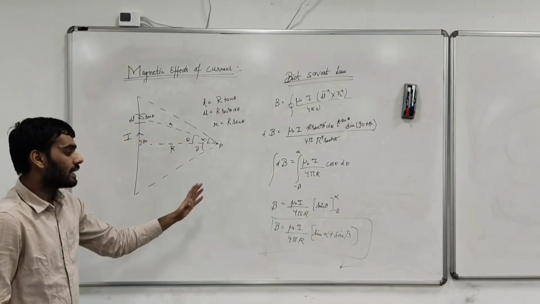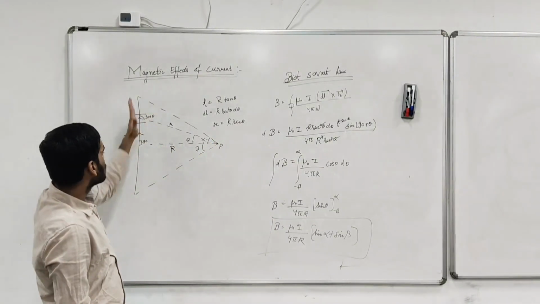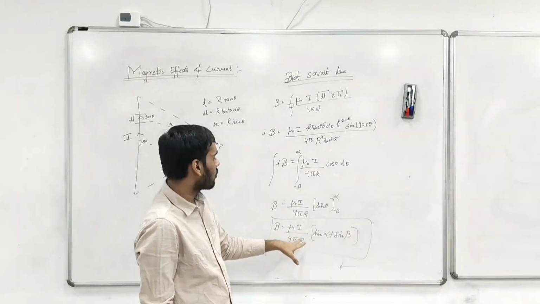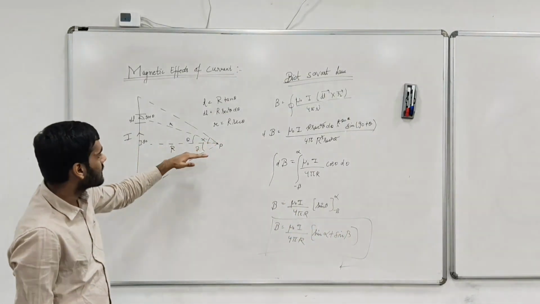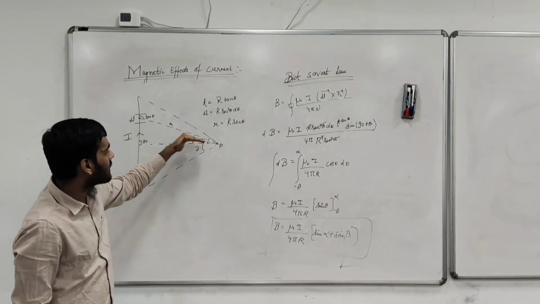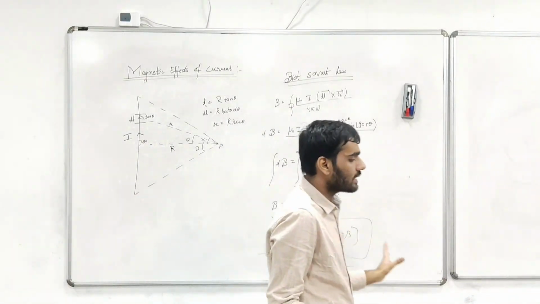So here we have the general case for a finite length wire. The magnetic field produced by this wire at point P is mu naught I by 4 pi r, sin alpha plus sin beta, where alpha is the angle it makes with the upper end of the wire, and beta is the angle it makes with the lower end of the wire. This is a very simple, general case.